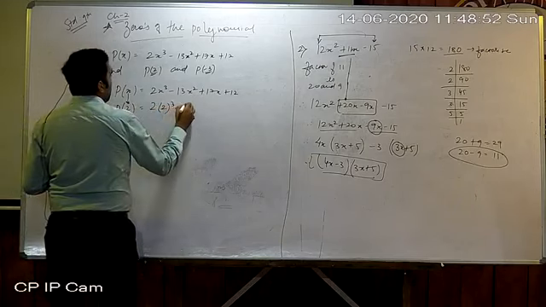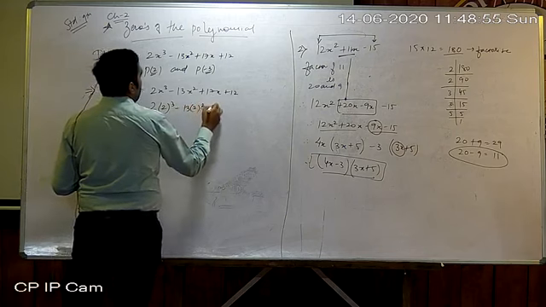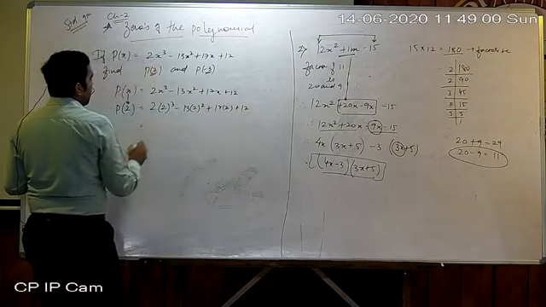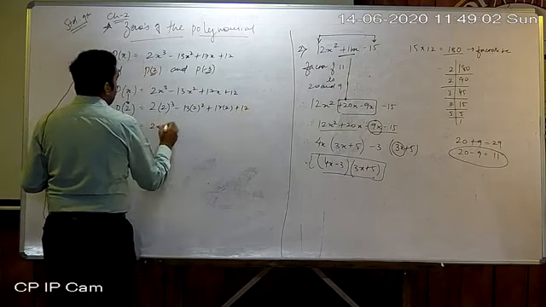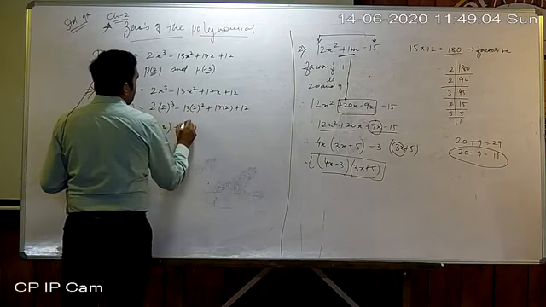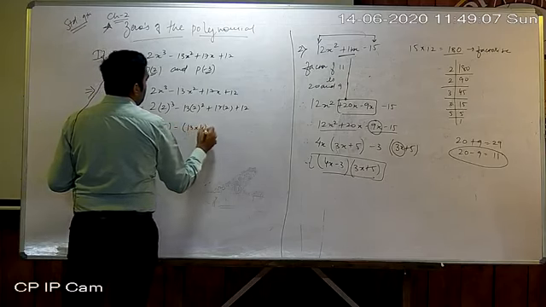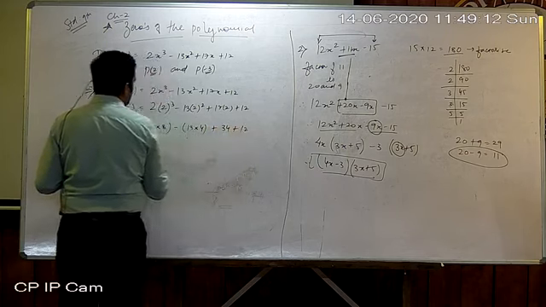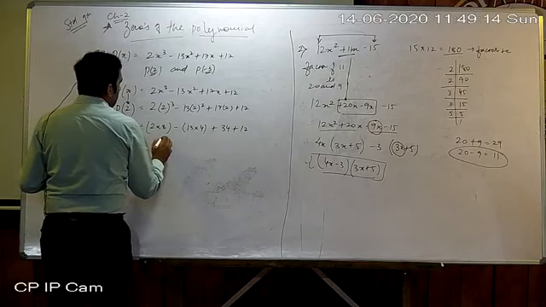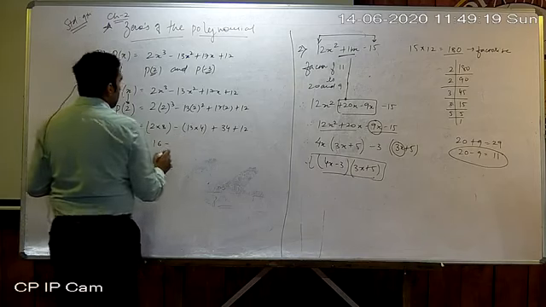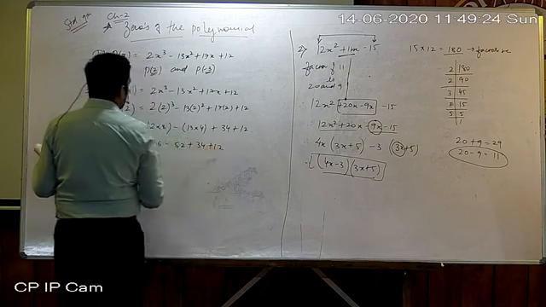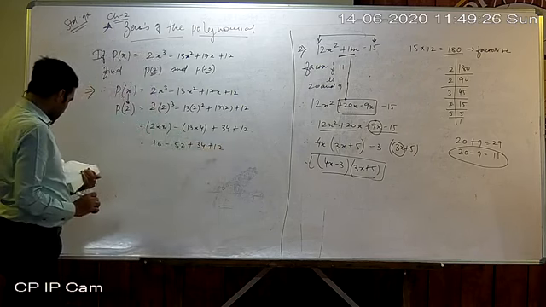2 cube minus 13, 2 square plus 17 into 2 plus 12. So 2 into 2 cube is 8, minus 13 into 2 square is 4, plus 17 into 2 is 34, plus 12. So 8 into 2 is 16, minus 13 times 4 is 52, plus 34 plus 12.